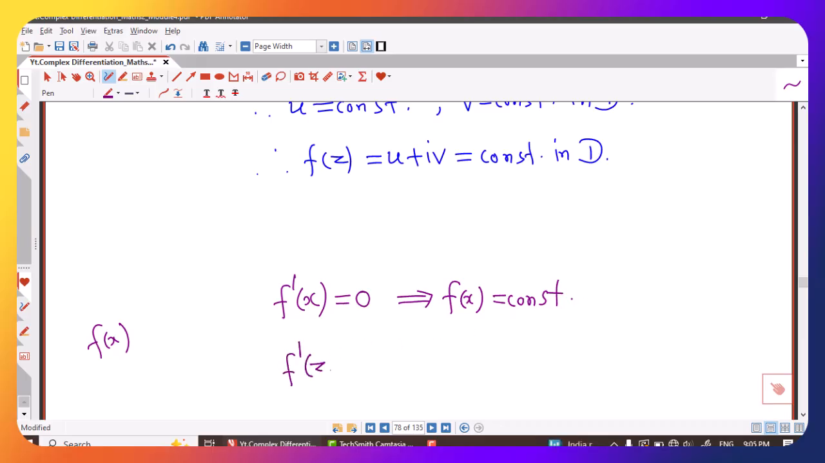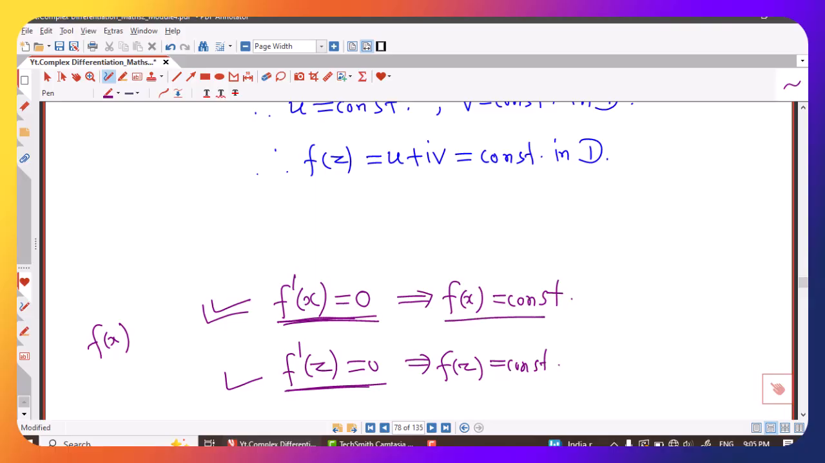Here we have f dash z equal to 0 implies f of z equal to constant, and here we require that f of z is analytic in a domain D. Here we require that f of x is differentiable in some interval or in some subset of the real line. So both are similar results, or we can say analogous results. In calculus, if f dash x equal to 0, then f of x is constant.